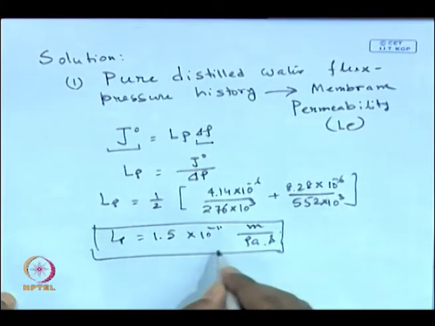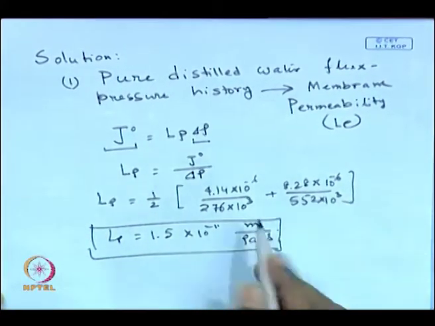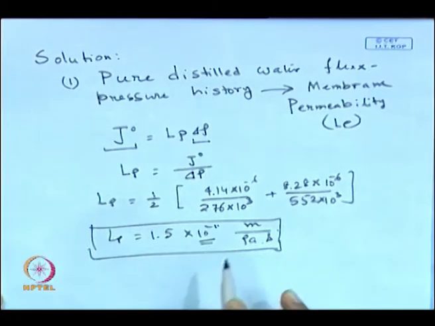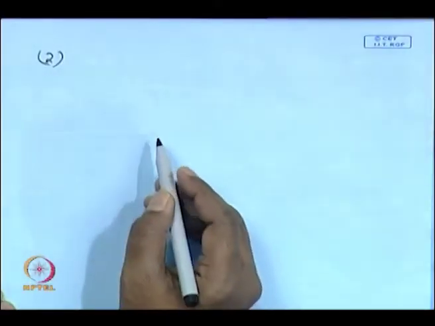the membrane is. Now, as I told earlier, if you look into the order of magnitude of the LP value, you will get an idea what kind of membrane you are talking about. Since the LP is in the order of 10 to the minus 11, we are talking about an ultrafiltration membrane. If it is in the order of 10 to the minus 12, then we are talking about a reverse osmosis membrane. If it is in the order of 10 to the minus 10, then we will be talking about a microfiltration membrane.